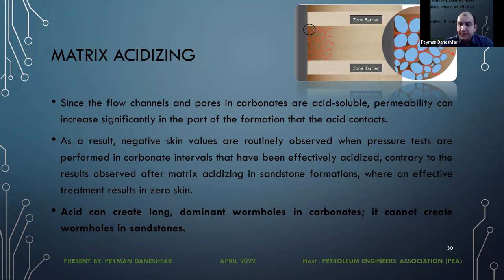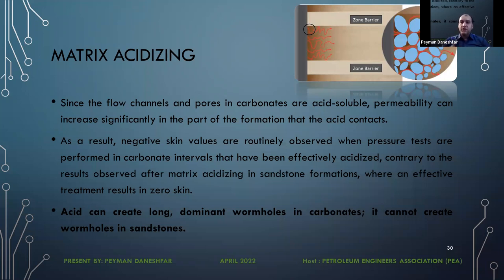And again, one thing, when you inject acid in a carbonate formation, as I told you before, you can see negative skin values. But in a sandstone formation, you can see a decrease in skin factor, but zero skin factor is the limit. In a carbonate formation, you can see minus five, an improvement.